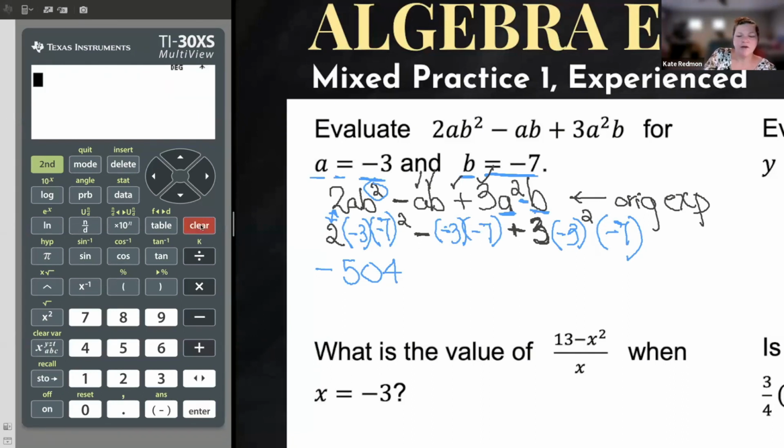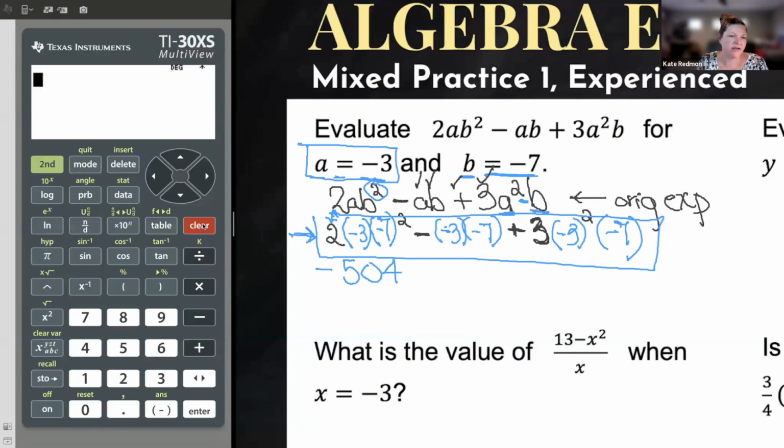Here's how. So you might say, well, Kate, I already did it in the calculator. We did the simplifying in the calculator, this portion, but you can also do the substitution in the calculator so that you don't even have to write this down. And so here's how. The first thing you want to do is store any known values. So I know this value. I know that -3 is A, and I'm going to communicate that to my calculator.